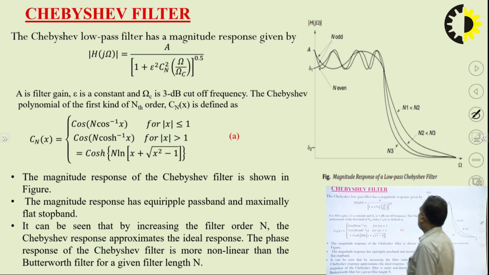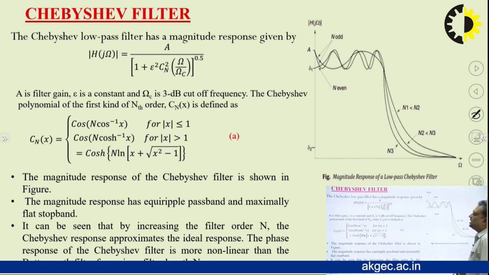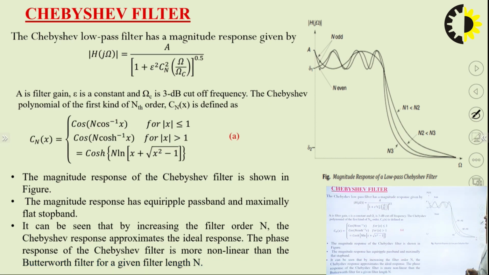So the Chebyshev low pass filter has a magnitude response that can be defined as H(jω) equals A upon (1 plus epsilon square Cn square (ω by ωc)) whole power 0.5. So this is the magnitude response of the Chebyshev low pass filter, where A is the filter gain, epsilon is a constant, and ωc is the 3 dB cutoff frequency.